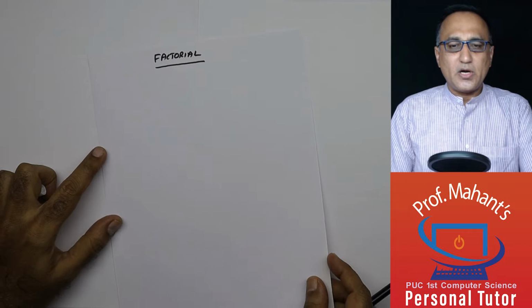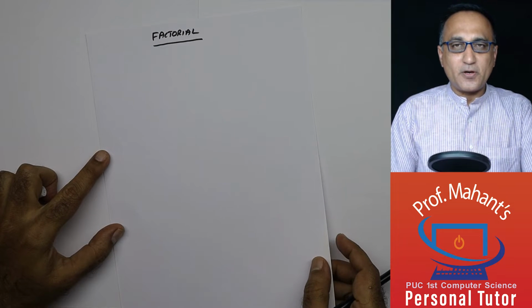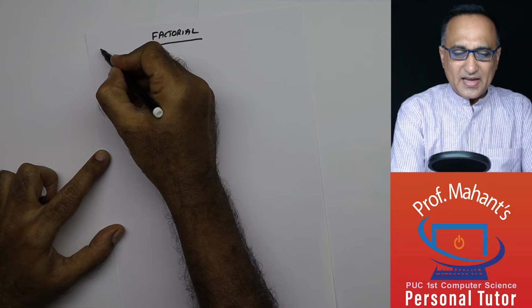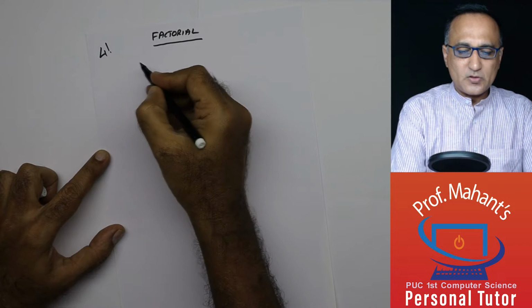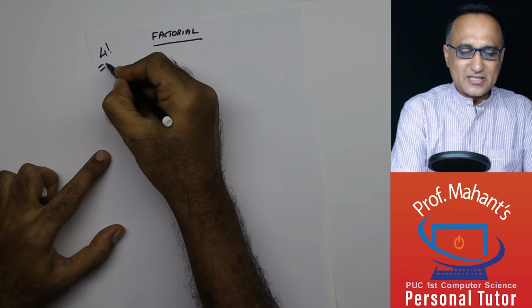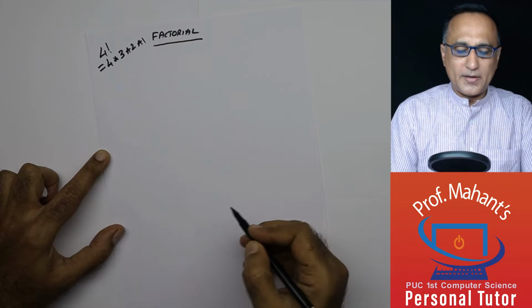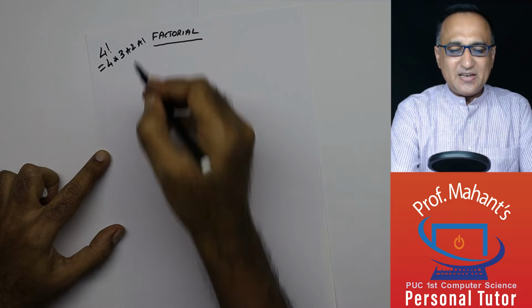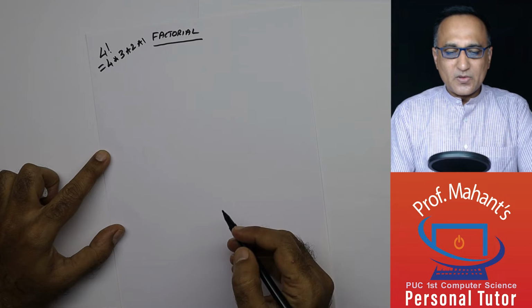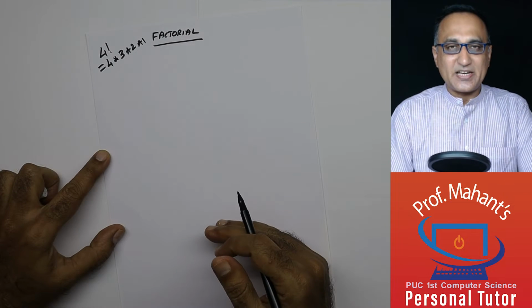Let us take a look at how we go about finding the factorial of a number. Let us say I have a number like 4. So the 4 factorial is 4 into 3 into 2 into 1. This is easy in maths, but in programming, you cannot do this in a single statement.